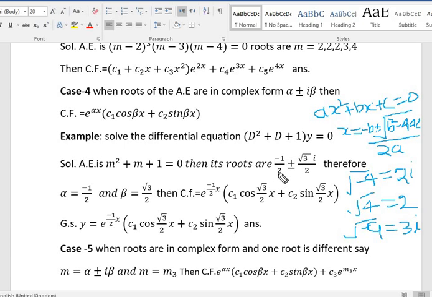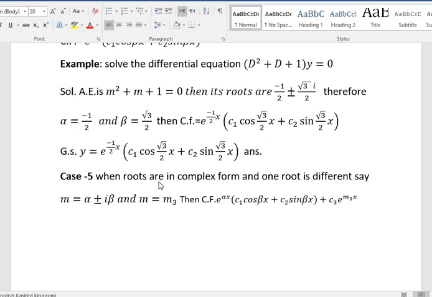So it means that this one is alpha equal to minus half, and beta is equal to square root of 3 by 2. Then the complementary function will be e power alpha x, means e power minus half into x into c1 cosine of beta x plus c2 sine of beta x. Therefore the general solution of that one is this part only. Write this part, finish. This one is the general solution of the differential equation when roots of the auxiliary equation are in the form of alpha plus minus i beta. Alpha is this one, beta is this one. Hopefully you understand.